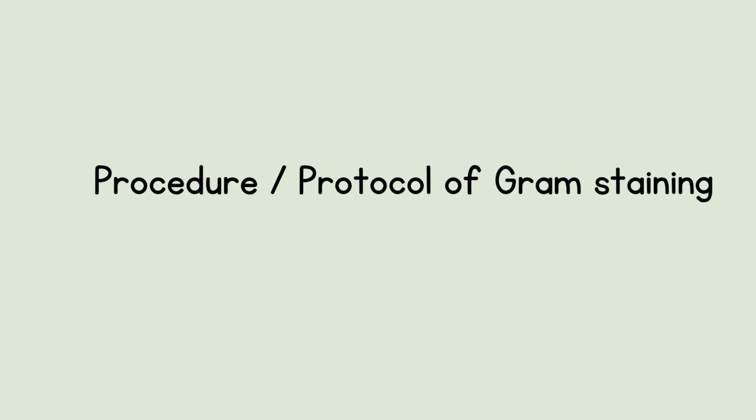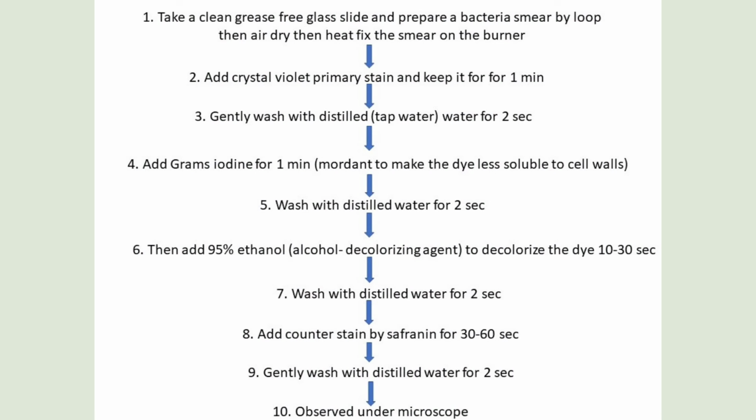Procedure of gram staining. At first, take a clean, grease-free glass slide and make a smear on it and heat fix. Then add crystal violet primary stain and keep it for 1 minute and gently wash with distilled water for 2 seconds. Then add gram iodine for 1 minute and then again wash with distilled water and then add 95% ethanol for 30 seconds. Then again wash with distilled water for 2 seconds and then add counterstain safranin for 30 seconds and then again wash with distilled water and then observe under the microscope by oil immersion.